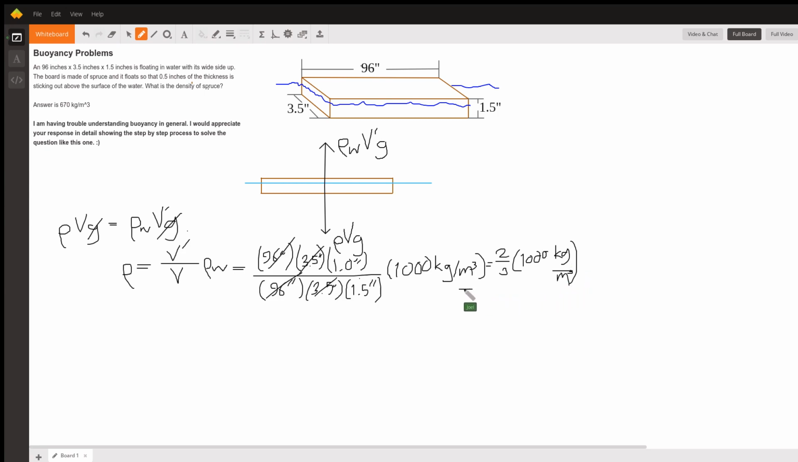And that is about 670. We'll write it approximately 670 kilograms per cubic meter.